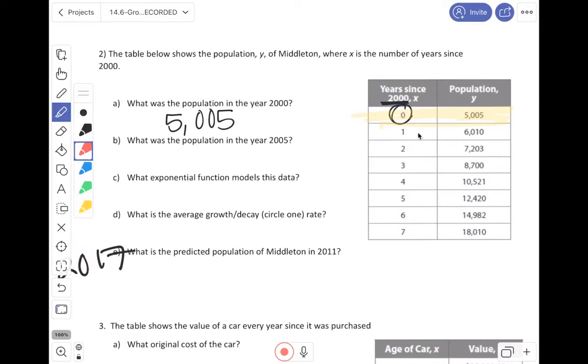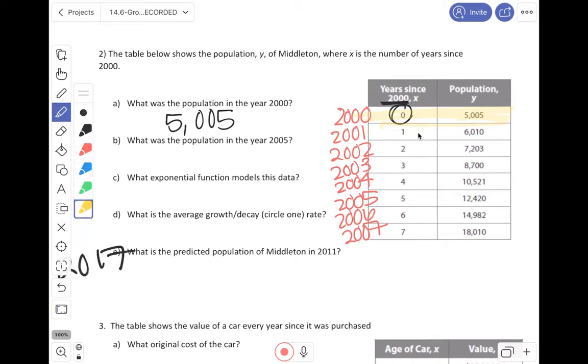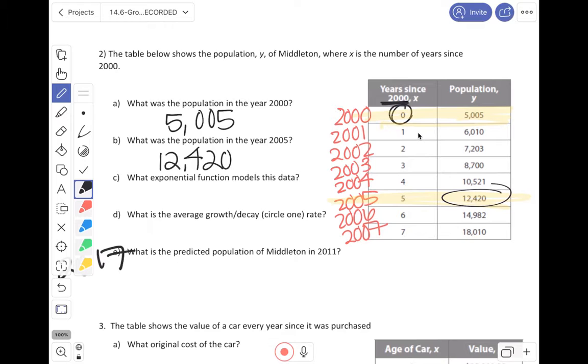And it says, what is the population in 2005? So I'm looking at, well, this is 2000. Then this is 2001, 2002, 2003, 2004, 2005, 2006, 2007. And again, I'm looking for 2005, so I'm looking here. And in 2005, I've got 12,420 people.